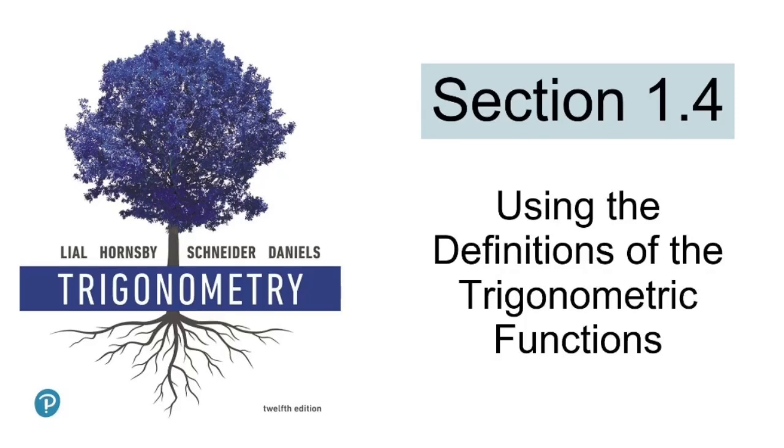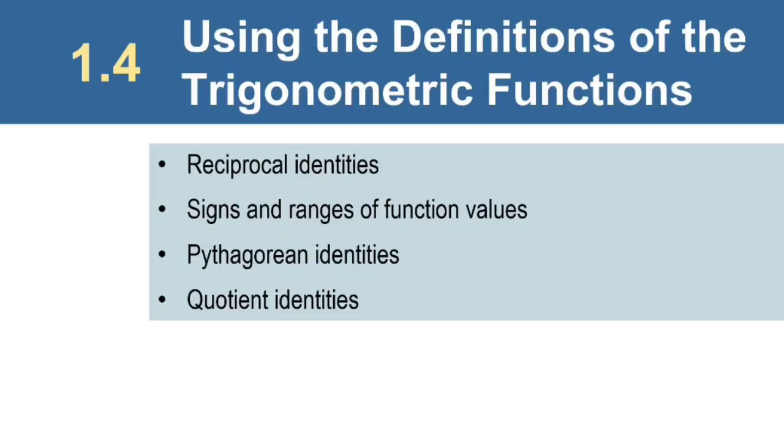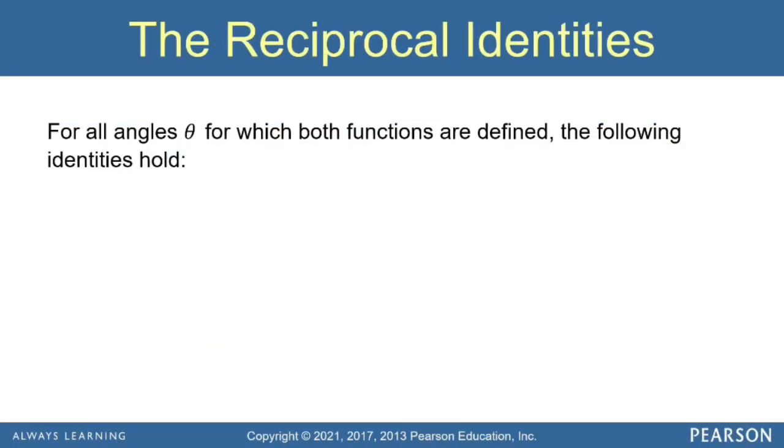Today we're in section 1.4, using the definitions of the trigonometric functions. In this section we'll talk about the reciprocal identities, we will talk about the signs and ranges of the function values, and we'll take a look at the Pythagorean identities and the quotient identities. So here we go. First, let's take a look at the reciprocal identities.